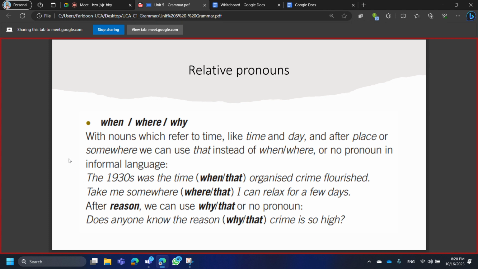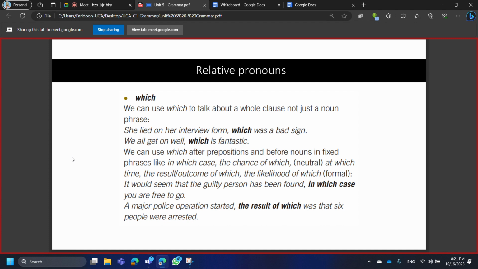Okay, so we are done with this as well. What do we have in the next slide? In the next slide, guys, as you can see, we have which now. Which is also one of the most common relative pronouns in all of adjective clauses.